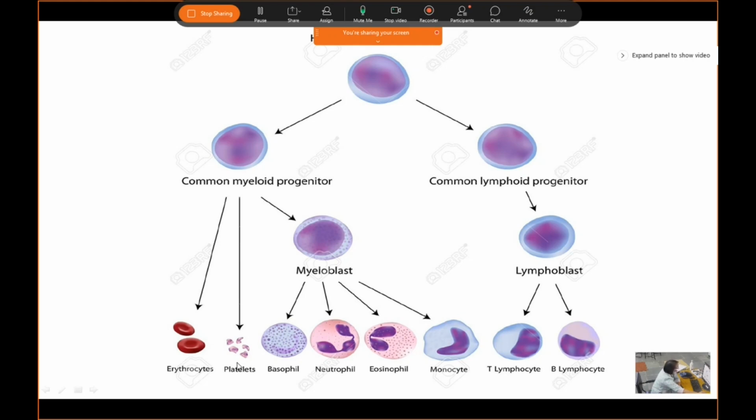Because in medicine, they will ask you this: why is acute myeloid leukemia so vast, okay? Because the common myeloid progenitor also gives rise to erythrocytes and thrombocytes and the myeloid cells, okay? Whereas a common lymphoid progenitor gives rise only to the T and B lymphocytes, and the B lymphocyte matures into a plasma cell. So I hope you're clear about this, okay?